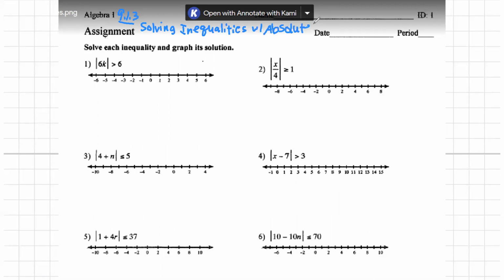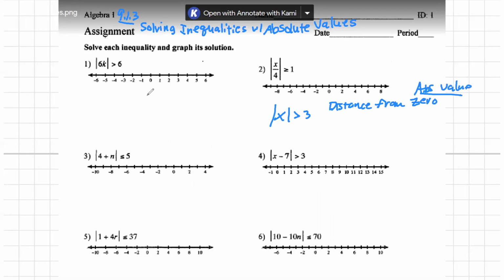Absolute values. If you remember absolute values, right, guys? Let's say we have the absolute value of x is greater than 3. Remember, absolute value is the distance that something is from 0. Absolute value is how far a number is from 0.